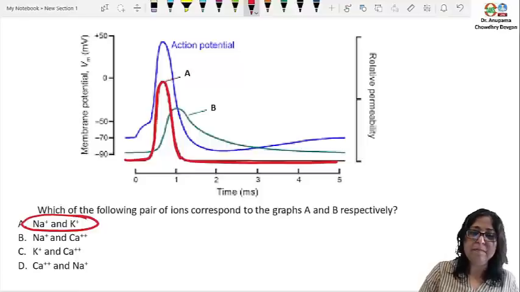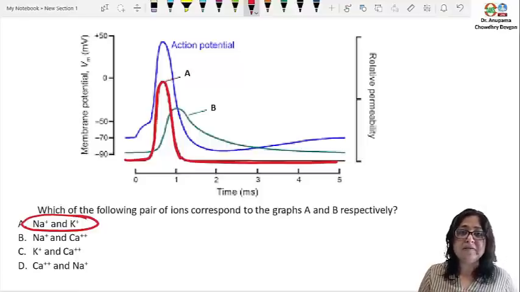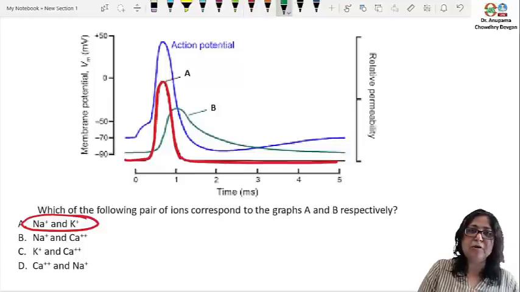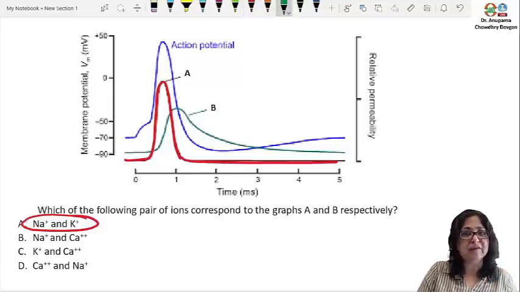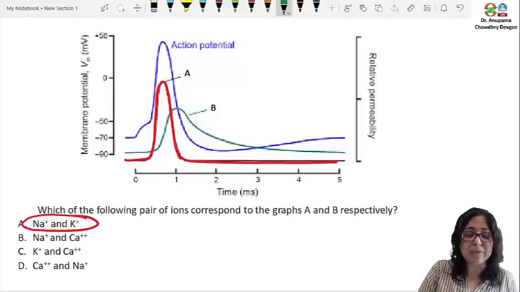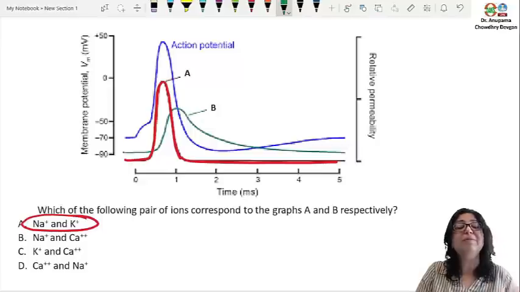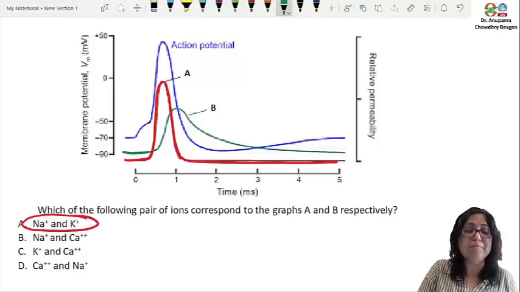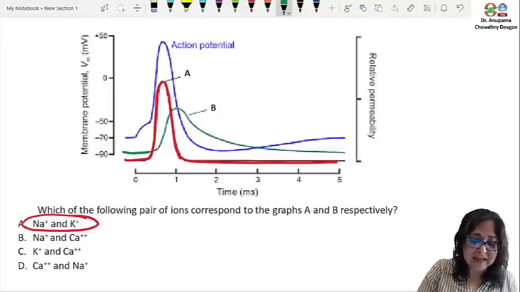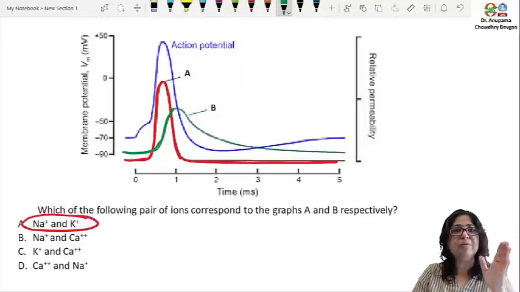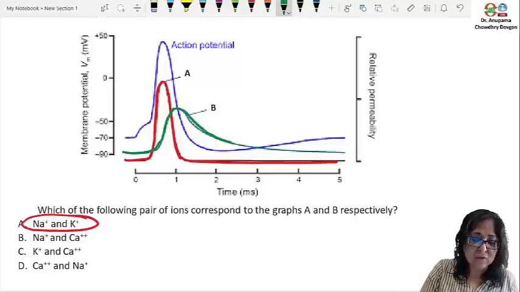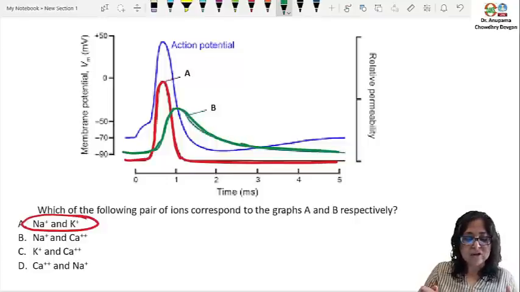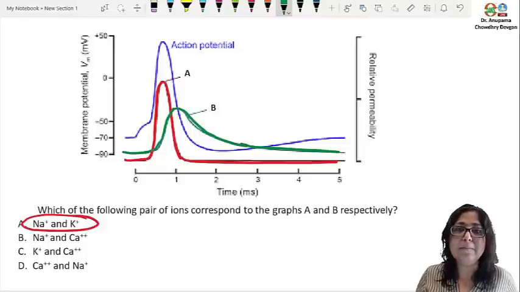What about B? The second graph is for potassium. At rest, the potassium permeability is much more than that for sodium. We know that at rest, the cell membrane is almost freely permeable to potassium. So potassium permeability is much higher than that for sodium at rest. And then the opening of slow voltage gated potassium channels will increase the conductance for potassium, which is responsible for the repolarization, and then a slow closure of the potassium channels. So A is sodium and B is potassium.